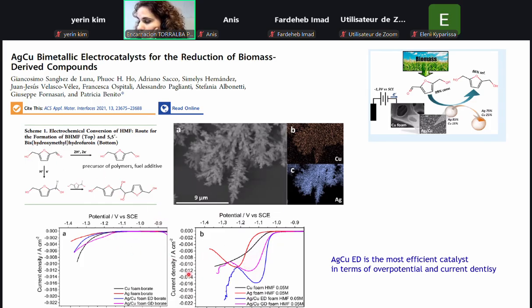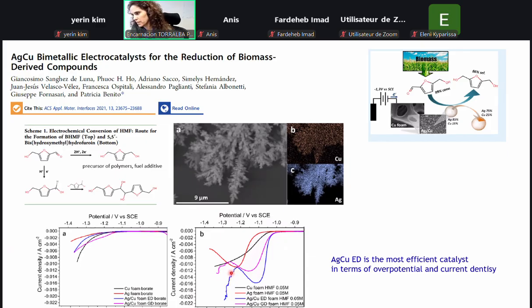So you see that from the blank, that this is called the blank, from the blank to the addition of the, how do you say, HMF, we have a lot of increase in current density. This very sharp increase is typical of a good catalyst. So here we have a catalytic mechanism. We have something flat, and then we add the species that we want to catalyze, and boom, we have a peak.